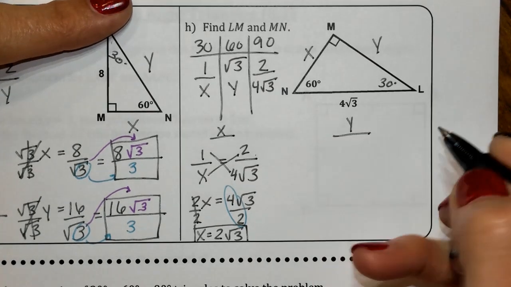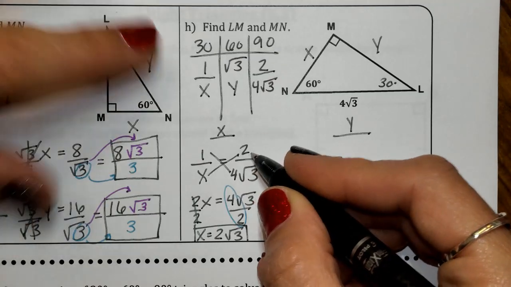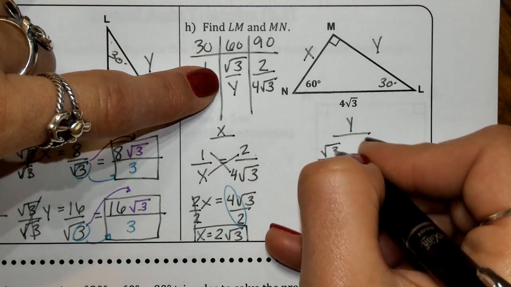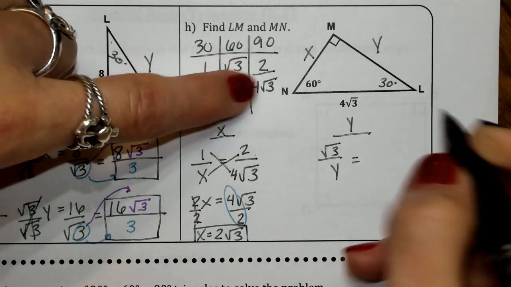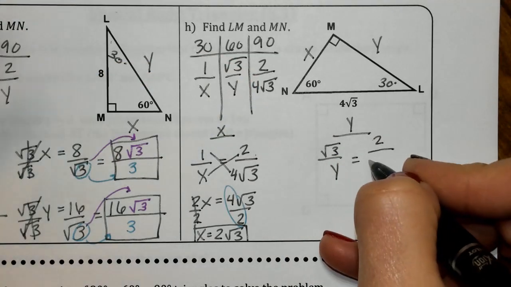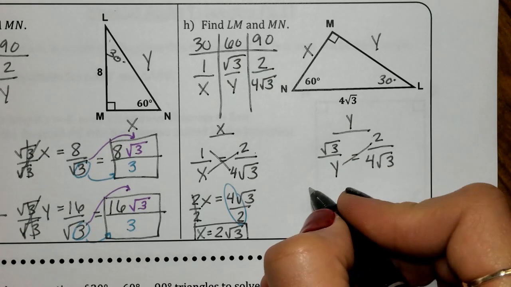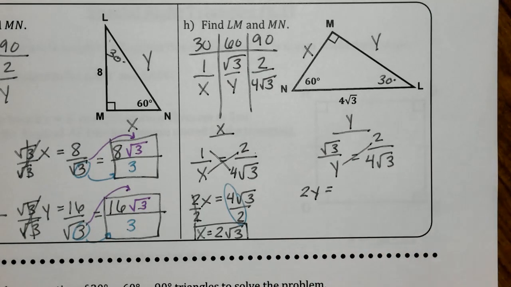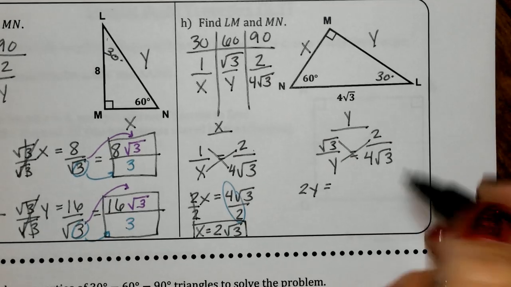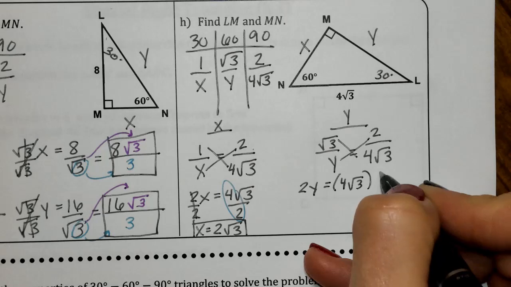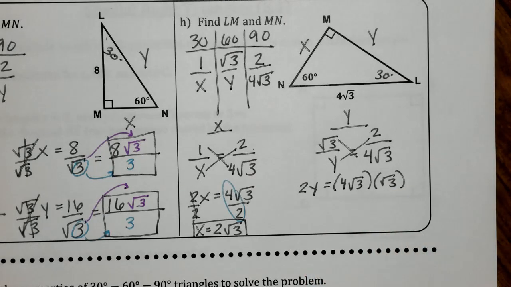Now over here for y, I'm going to use the y column, square root of 3 over y equals 2 over 4 square root of 3. All right, when we cross multiply here, we're going to get 2y. When we do the other cross product, we're going to wind up with 4 square root of 3 times the square root of 3. Something's going to happen here, okay?